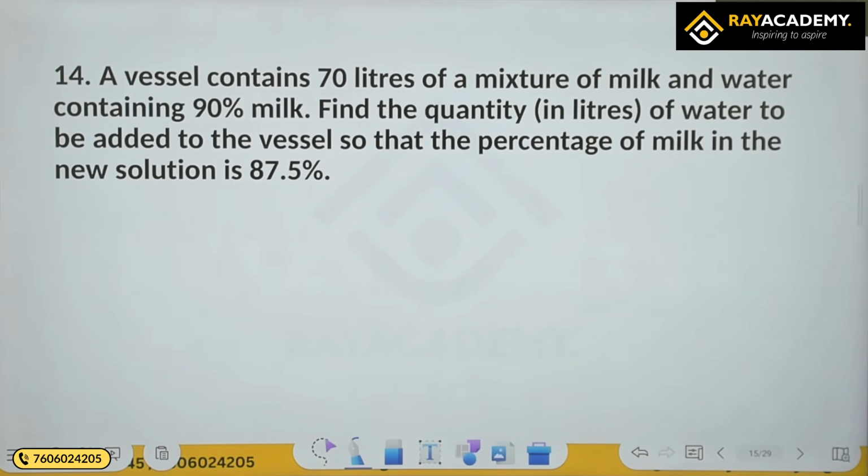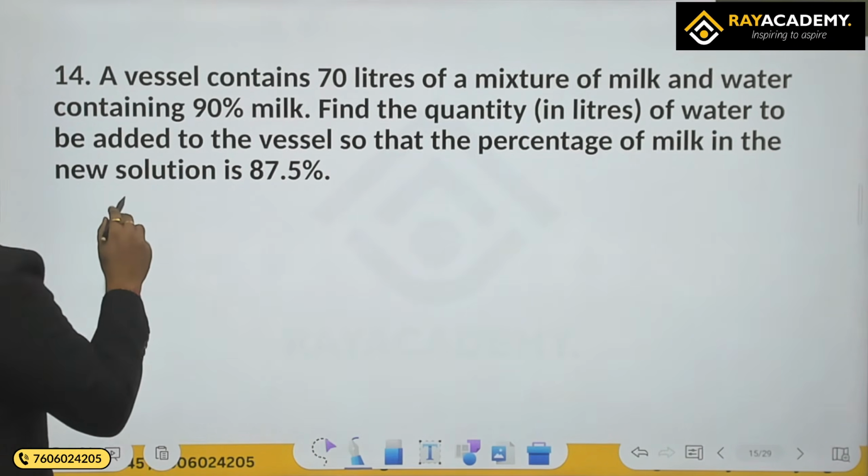Because the final percentage of milk in the new solution is already given, the average milk percentage is given. So it is better if we approach with the alligation method. If the average is given, then alligation is better. Otherwise you can go by weighted average.